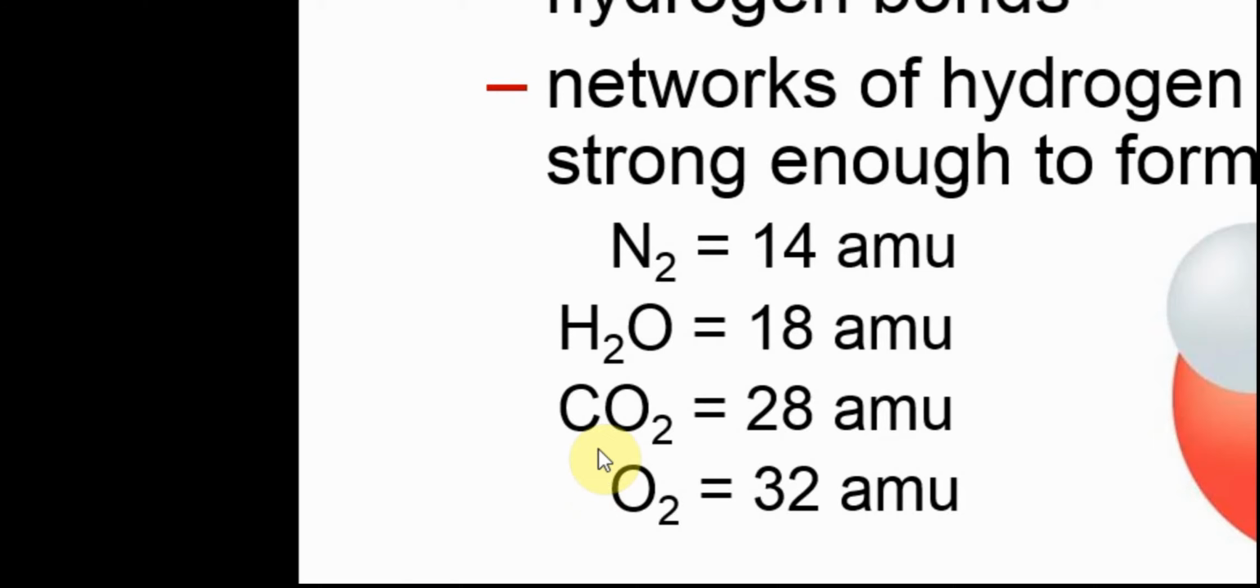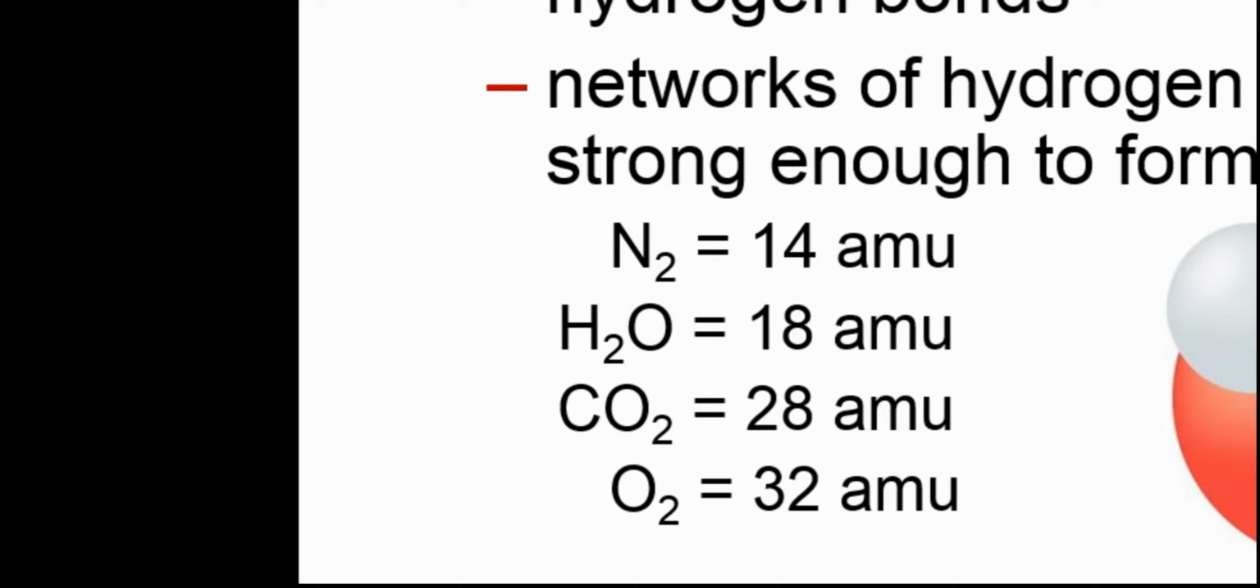Carbon dioxide, something that we expel every time we exhale, it weighs 28 atomic mass units. Again, where do we get that? One carbon weighs 12. One carbon weighs 6. Each oxygen weighs 8. So if you add the 2 oxygens plus 1 carbon, that's 28. 28 atomic mass units. And it's a gas. Oxygen gas itself is 32 atomic mass units.